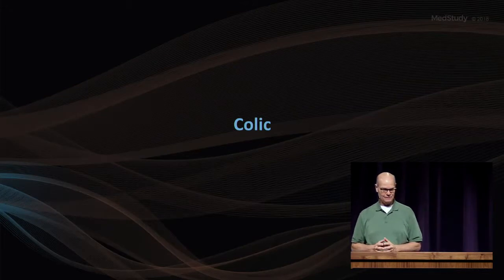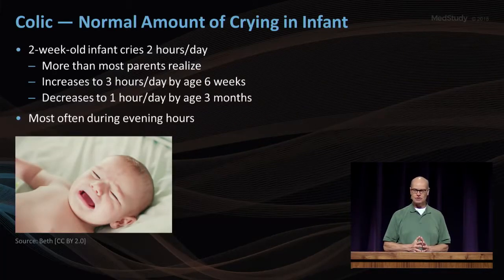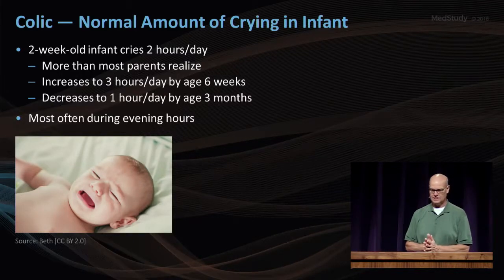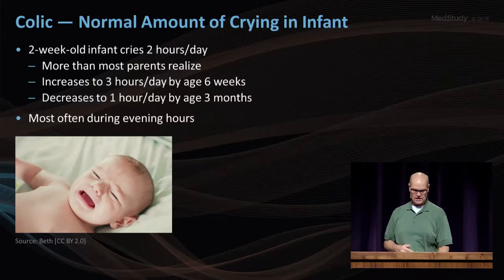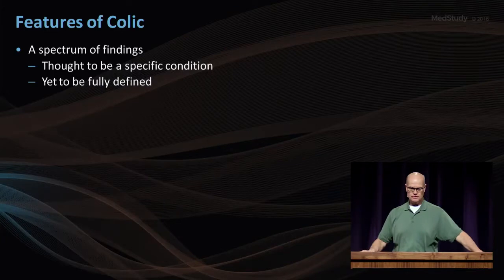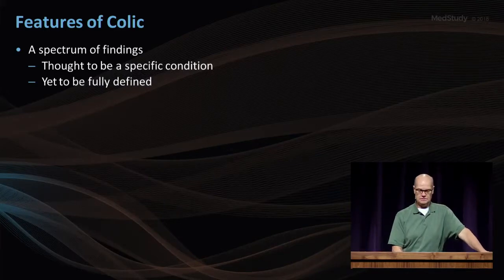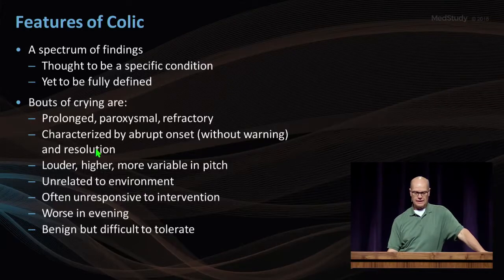Colic. All right, we all love colic. Two-week-old infants cry 2 hours a day, more than most parents realize. This increases up to 3 hours per day by 6 weeks of age and then decreases. So what's colic and what's not? The cause is still yet to be determined, but the bouts of crying by definition are prolonged, paroxysmal, and refractory, with abrupt onset and resolution, high-pitched, unrelated to where the child is, unresponsive to intervention, and typically worse in the evening. And again, one of these pediatric things, benign but very difficult to tolerate.